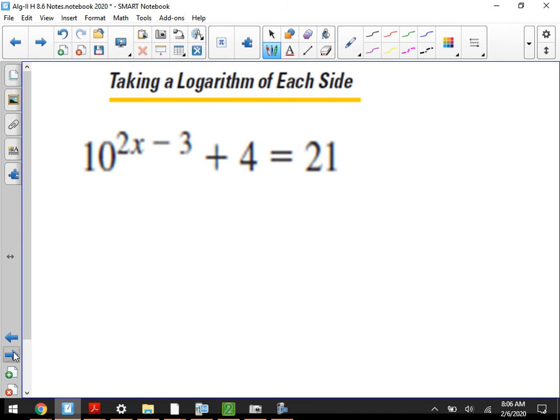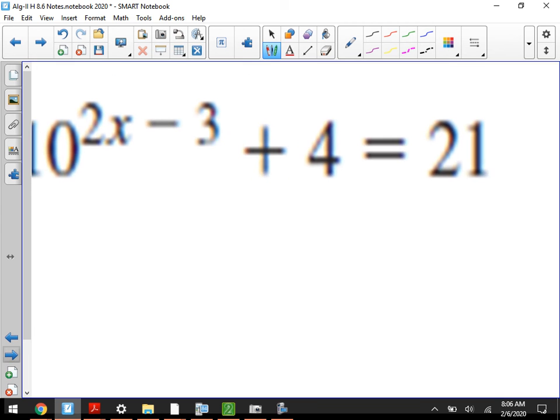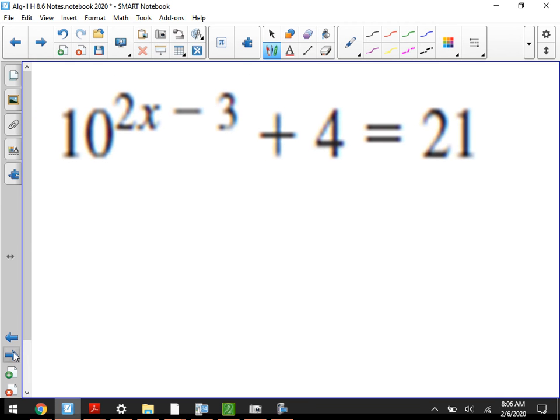Alright. Let's make this a little bit more complicated. More than one step. So it's 10 to the 2x minus 3, all plus 4 equals 21. All right. What do you do first? Subtract 4. Good. So you have 10 to the 2x minus 3 equals 17.